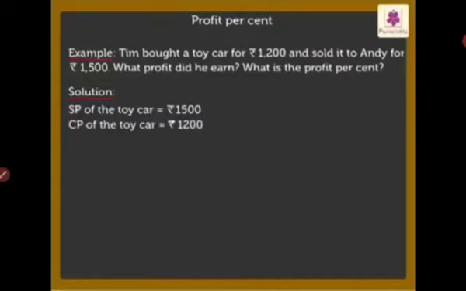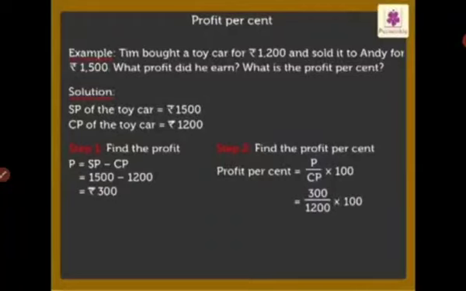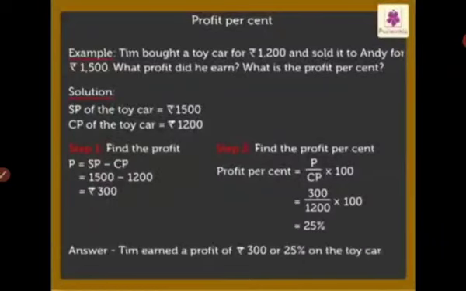To find the answer, we follow these steps. Step 1. Find the profit. Profit is equal to selling price minus cost price, which is 300 rupees. Step 2. Find the profit percent. Profit percent is equal to profit upon cost price into 100, which is equal to 300 upon 1200 into 100. On reducing, we get 25%. Thus, Tim earned a profit of 300 rupees or 25% on the toy car.